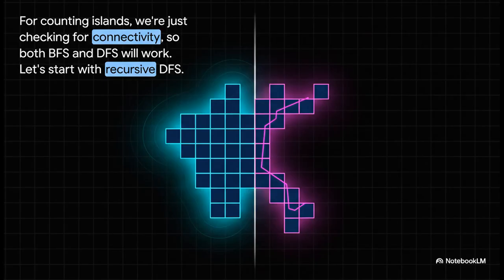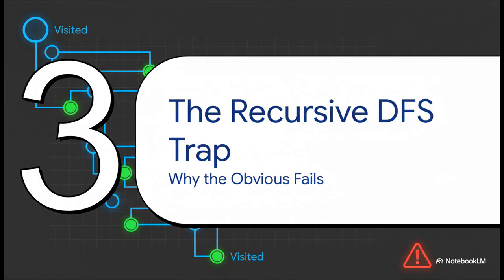Now for our island problem, we just need to find all the connected bits of land. We don't really care about the shortest path or anything fancy, so honestly, both BFS and DFS will get the job done. But we're going to start with the recursive version of DFS because it's usually what people think of first, and it's a perfect way to show some of the most common and dangerous traps you can fall into in an interview.